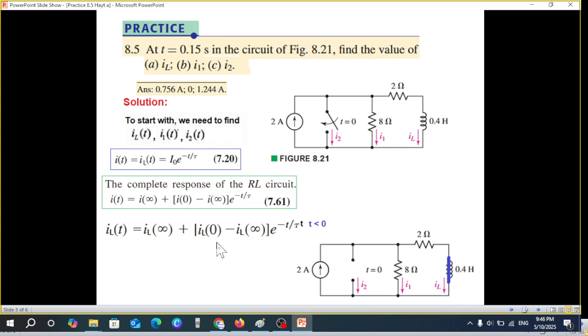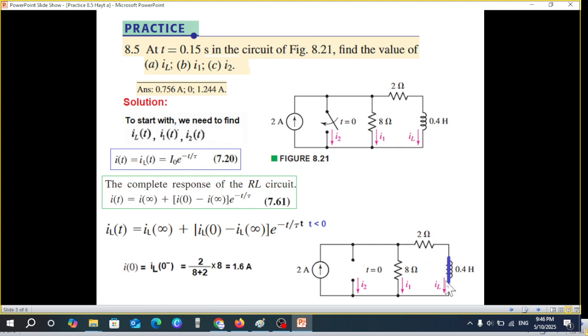Find IL0. IL0 is the current before the switch is closed, at time t less than 0. Now, at time t less than 0, this switch is open, and the inductor will behave like a short circuit because this circuit is in steady state condition, and the inductor with steady state or DC will behave like a short circuit. And so from here, we can find the current through the inductor.